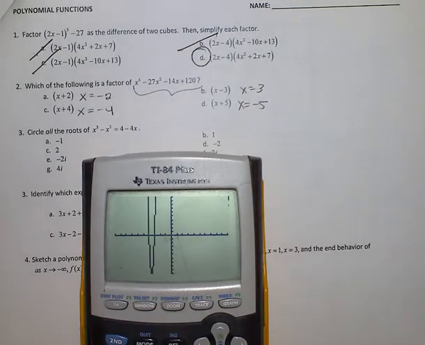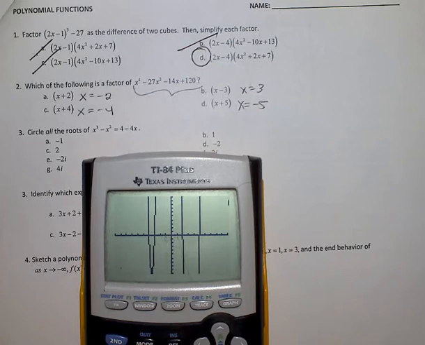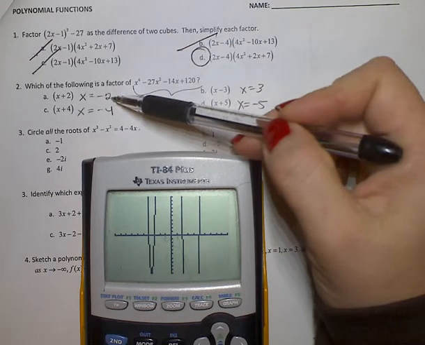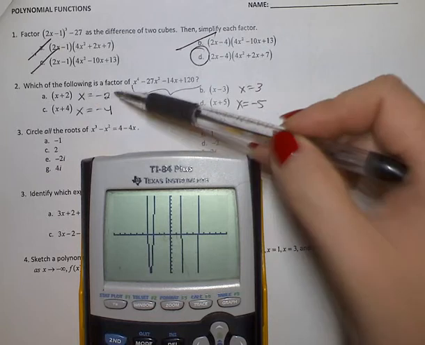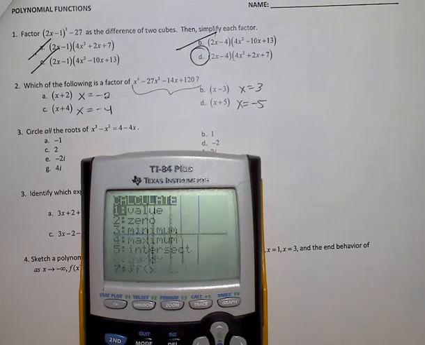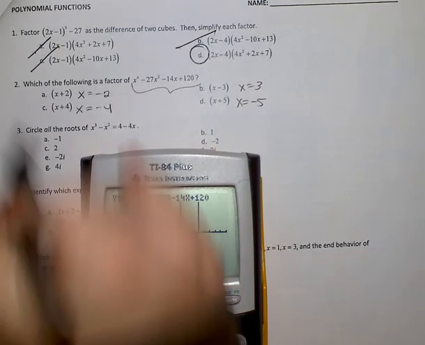And it says, which of the following is a factor? Okay, so let's check here. I'm going to check A. I want to know, is -2, it doesn't appear like it, but is -2 an x-intercept? Second trace value, type in -2. It is not an x-intercept, cross out A.